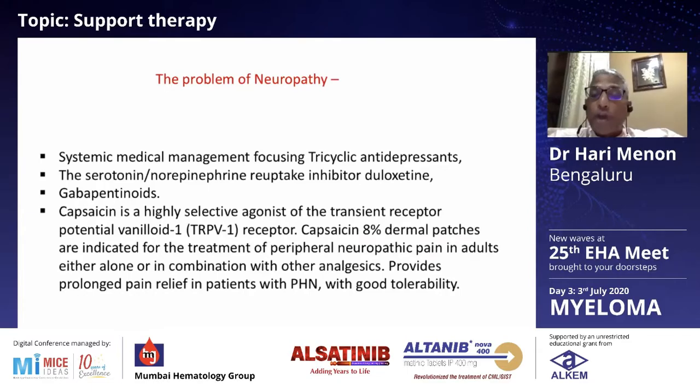The problem of neuropathy, extremely difficult for the patient. Systemic medical management focusing on tricyclic antidepressants earlier on, serotonin norepinephrine uptake inhibitors, and more recently the use of capsaicin, which is a local application, a transient receptor potential vanilloid agonist, an 8% dermal patch, which when applied to areas with maximum pain can induce significant benefits in terms of pain relief.